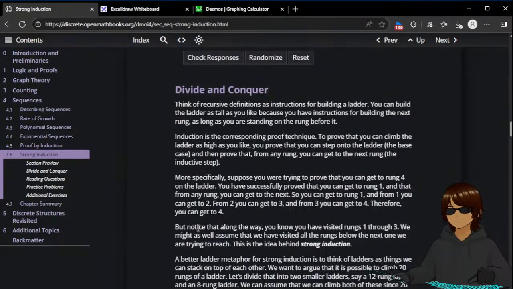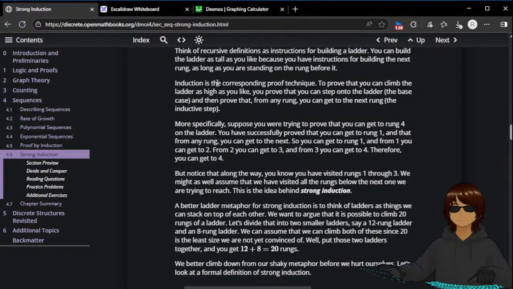Think of recursive definitions as instructions for building a ladder. You can build the ladder as tall as you like because you have instructions for building the next rung, as long as you are standing on the rung before it. Induction is the corresponding proof technique to prove that you can climb the ladder as high as you like. You prove that you can step onto the ladder, then prove that from any rung you can get to the next rung.